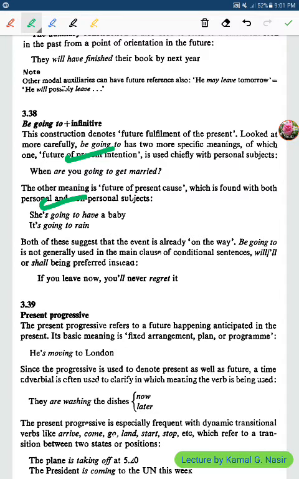She is going to have a baby. Does she have a baby now? No, she does not have a baby. She is going to have a baby in the future. Okay? What else? It is going to rain.